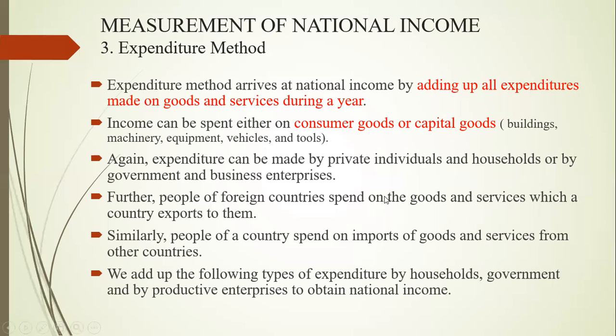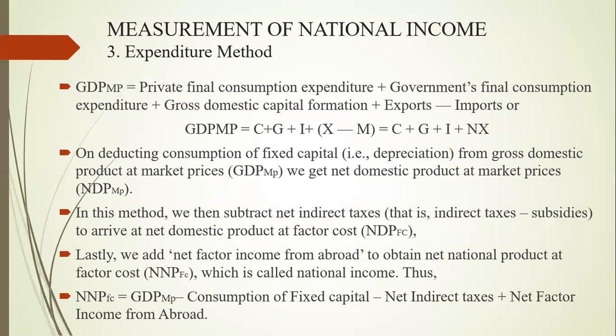Further, people of foreign countries spend on goods and services which our country exports to them, and similarly people of your own country import goods and services from foreign countries. So when we add all this expenditure of households, government and productive enterprises, we get GDP at market price. The formula we have already discussed: GDP at market price equals C plus G plus I plus NX, which means net export, export minus import. C is consumption, G is government expenditure, I is investment.